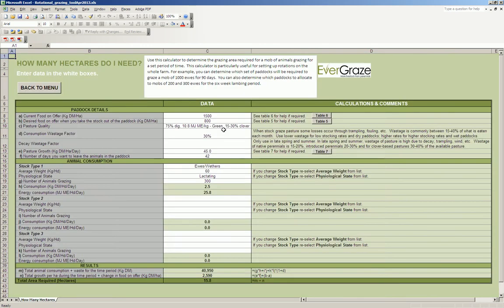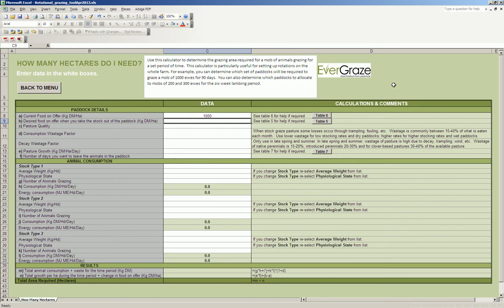Okay, now I have a previous example in here, so I'm just going to delete those values. Okay, so we start again. Now the current food on offer, I'm going to be lambing in August, so I think I'm going to have at that time around 1,000 kilos per hectare. Now, the desired food on offer when I take the stock out of the paddock, well, these animals need about 1,000 kilos to maintain themselves, and my pasture needs about 800 kilos per hectare to persist. So I don't want to graze it any lower than 800, and preferably I'd like to keep it at 1,000. So I'm going to put 1,000 kilos there.